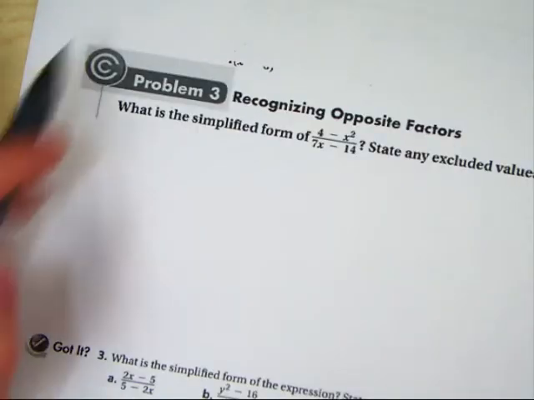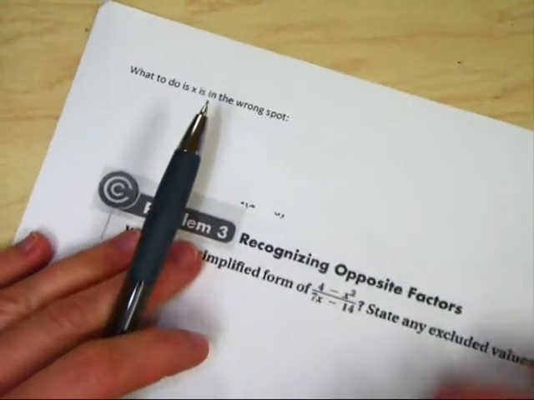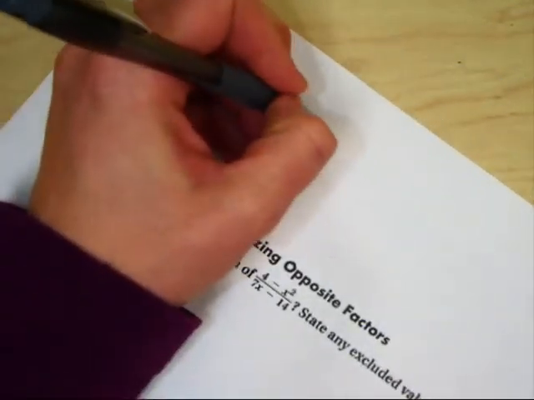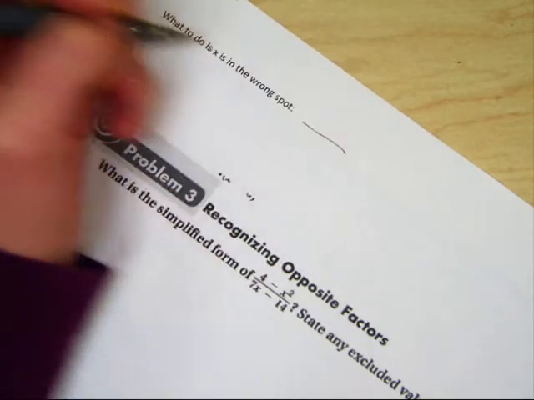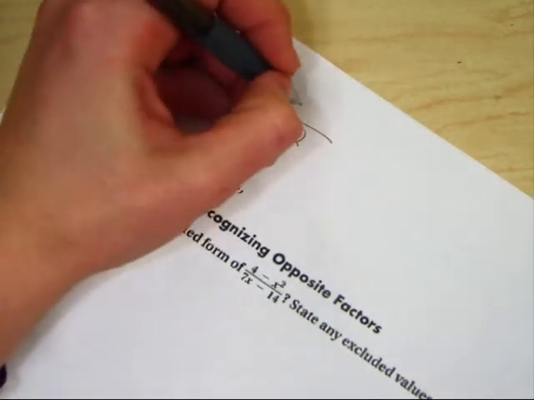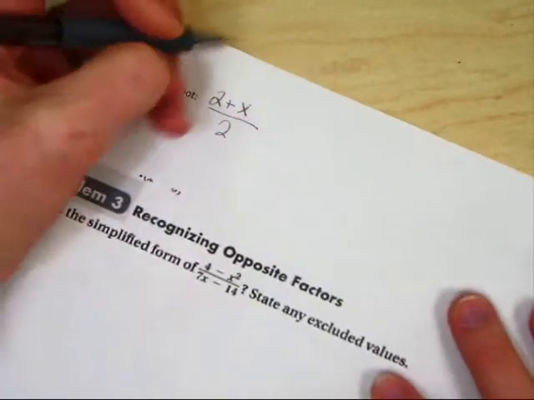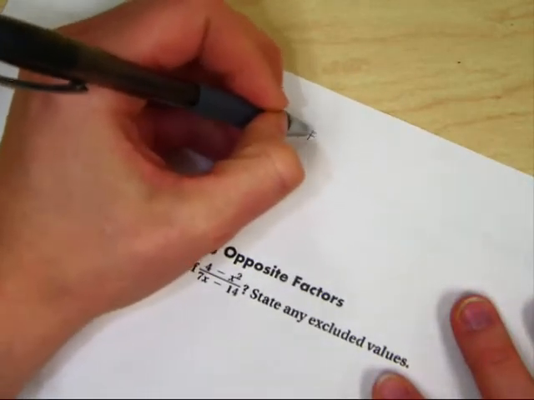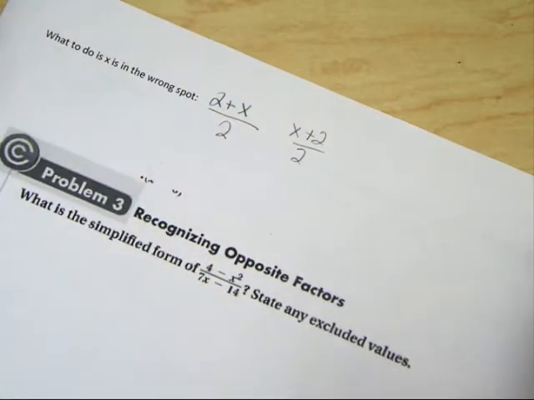As we move on, we only have one more page. What to do if x is in the wrong spot. Now, what do I mean by that? Let's say that you have a fraction, and who cares? Let's just say there's a 2 on the bottom, and on the top you have 2 plus x. Well, that's okay. If it's addition, all you need to do is rewrite this as x plus 2 over 2, and then end of story. So x is not, in other words, it's not in standard form.